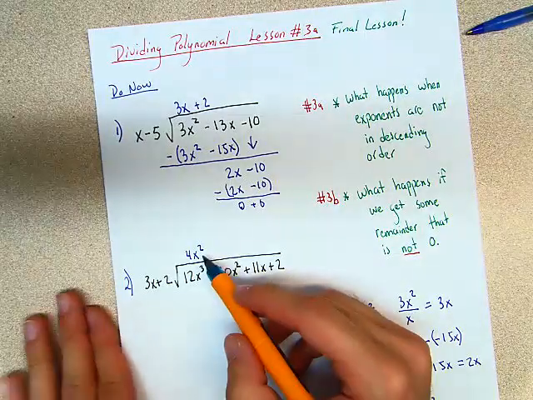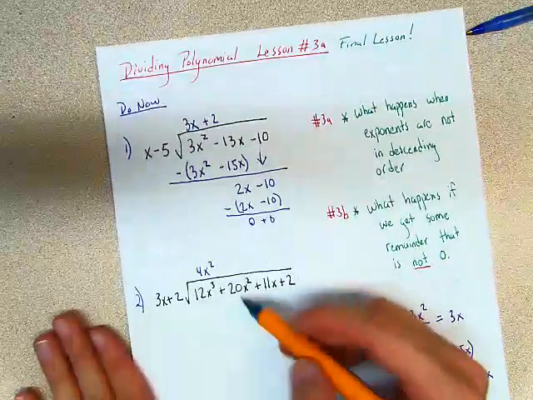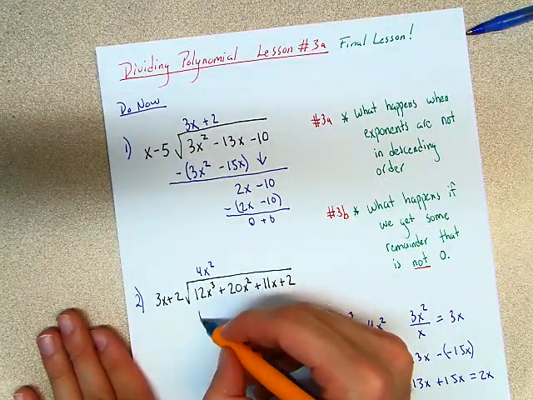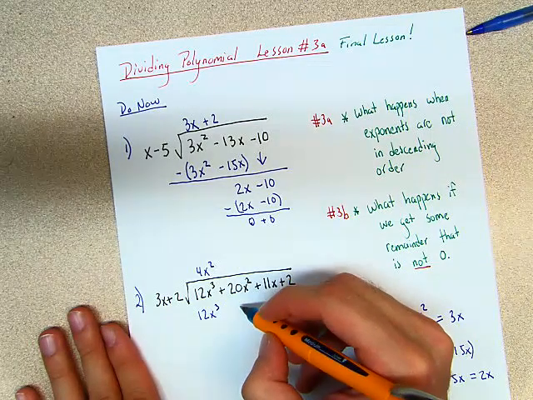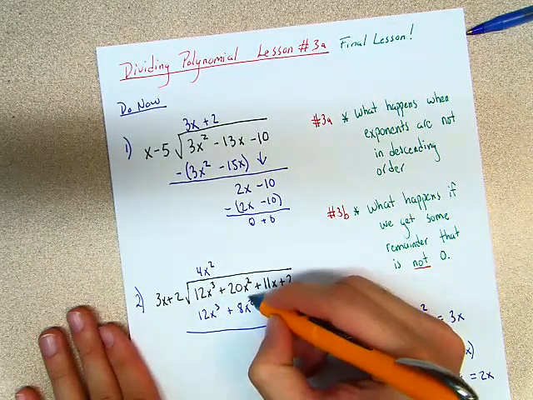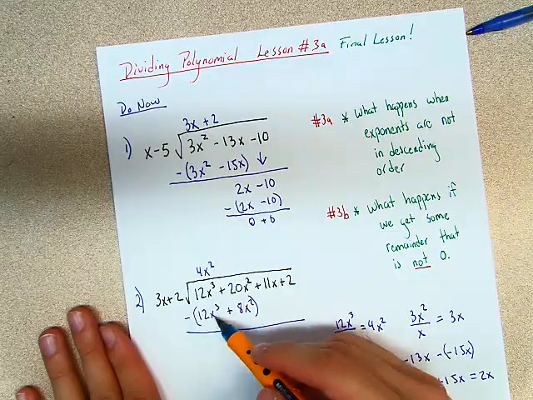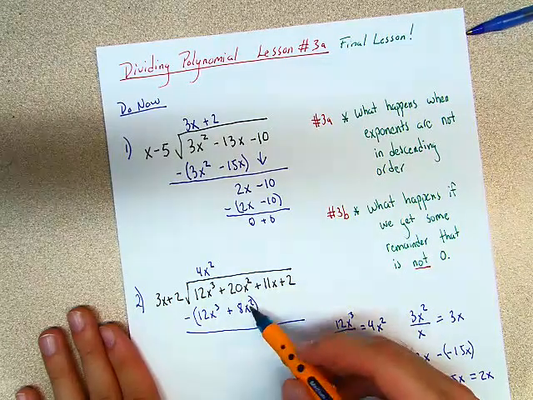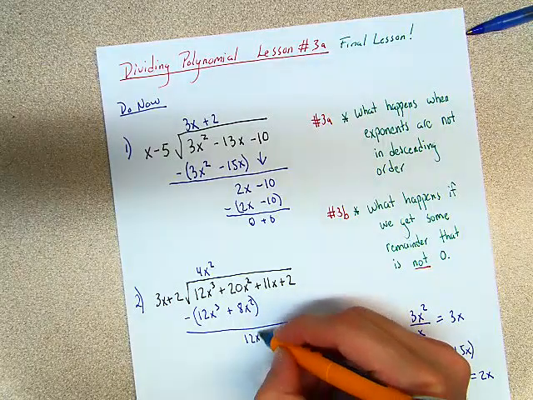And now, what do you do with this 4x squared? You do the same routine, the same rhythm you did here. So this is 4x squared times 3x is 12x cubed. 4x squared times positive 2 is positive 8x squared. Same thing, parentheses, minus, okay? 12x cubed minus 12x cubed cancels, 0. 20x squared minus 8x squared, this is 12x squared.